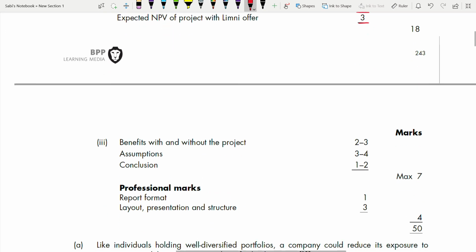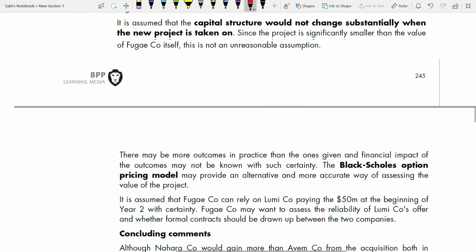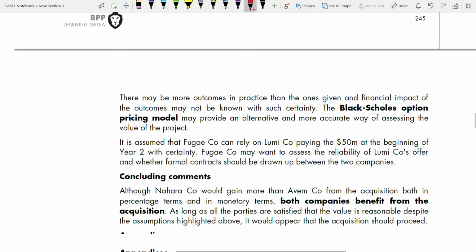Coming to the third. Benefits with and without the project, 2 to 3 marks. With and without the project, what are the benefits? You have to talk from both points of view, benefits and also disadvantages. Assumptions, 3 to 4 marks. Assumptions, oh my god, you cannot mess up. You need to know assumptions. Conclusion is just 1 to 2 marks, and the rest is for your layout of the report. So we are done with it. Now let's go to assumptions. You can see that assumptions have so much value.